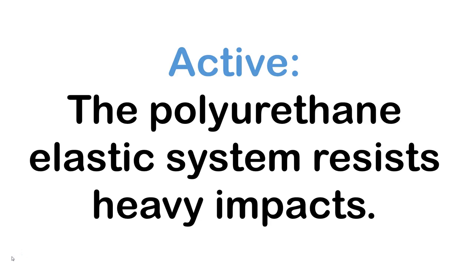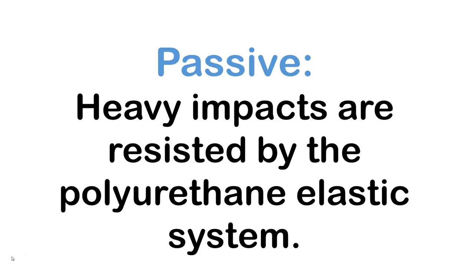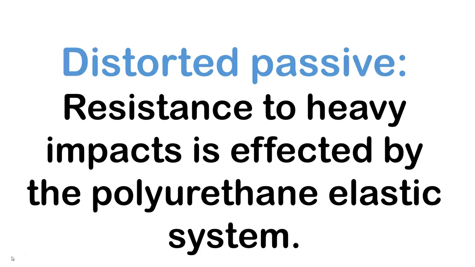So what do you think the passive of that sentence would be? If you want to play along at home, pause the recording here, try to make the passive, and come back when you're ready. Okay then, if you've had a crack at it, let's find out the result. The passive would be: heavy impacts are resisted by the polyurethane elastic system. A distorted passive, however, would be: resistance to heavy impacts is affected by the polyurethane elastic system. So here we have resistance has been turned into a nominalization.